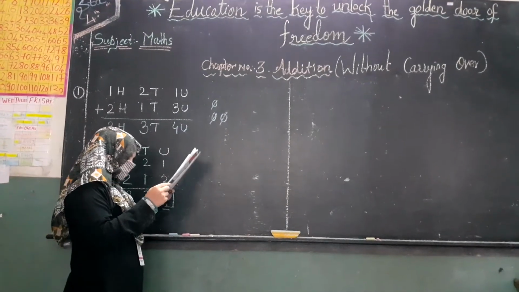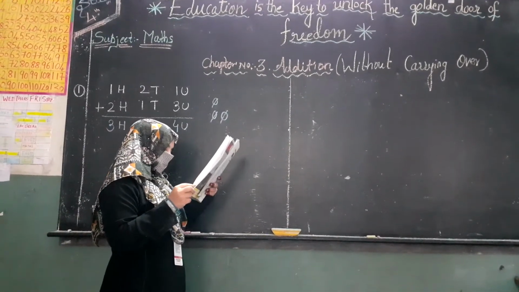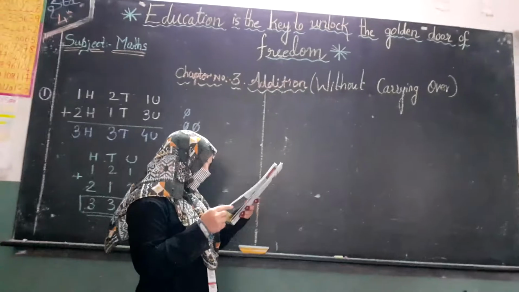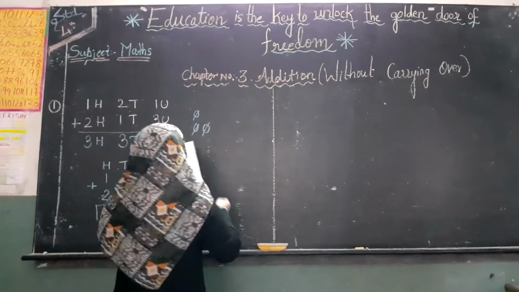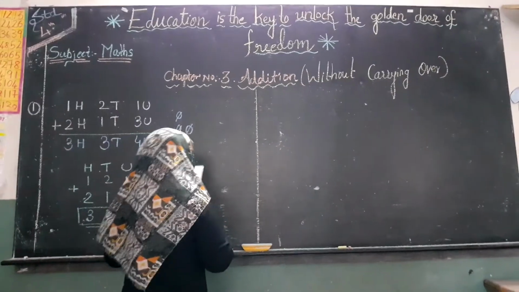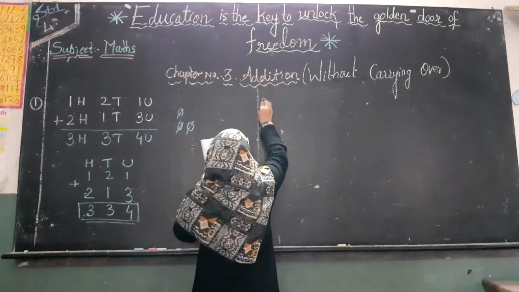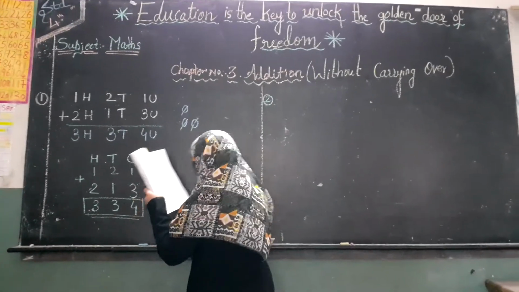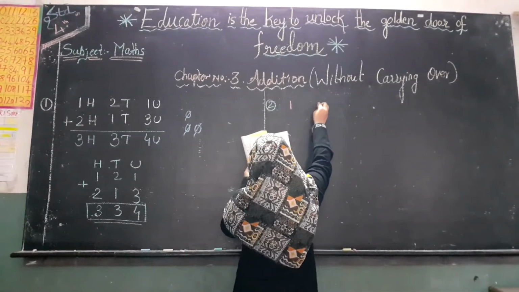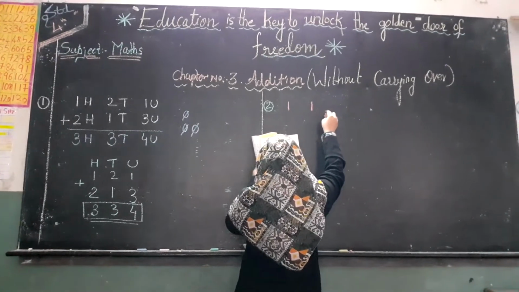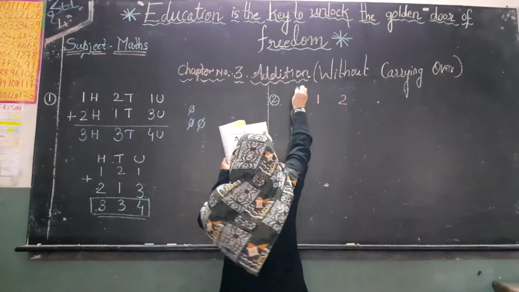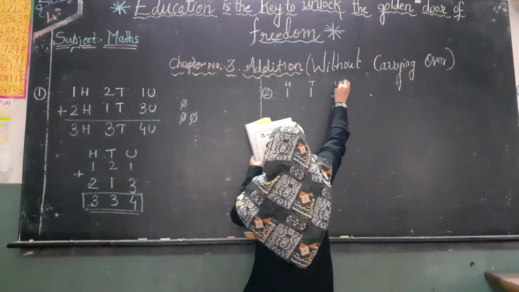Now what is the next question? Look at the picture and write the numbers. Add the numbers. Okay, now we have to write. See this question. Look at the pictures and write the numbers. Add the numbers. So the second is: hundreds is 1, tens is 1 and units is 2. So we will write here hundreds, tens and units.